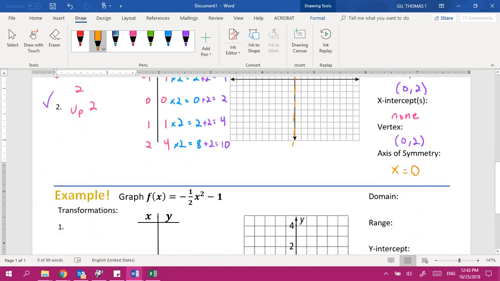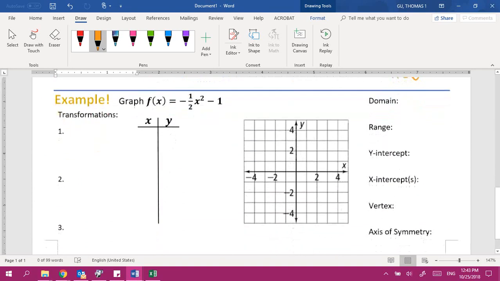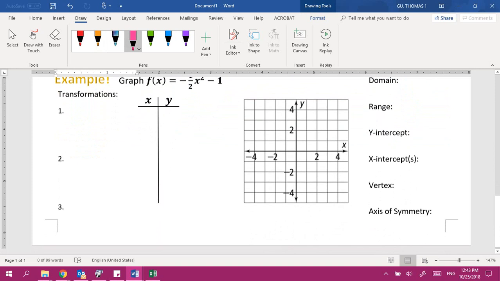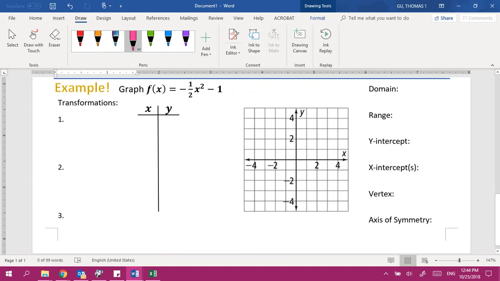So this has 3 transformations. We're working from left to right, okay? So what is the first transformation in f of x equals negative 1/2 x squared minus 1? Reflect over x. That's right, because we see that negative sign in the very front on the outside of everything. There's no parentheses, so we know it means outside.